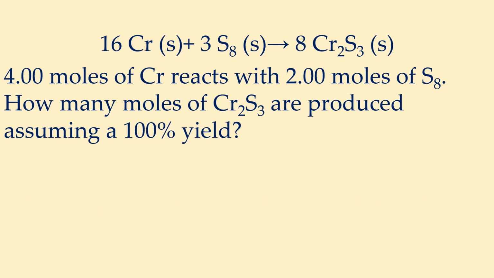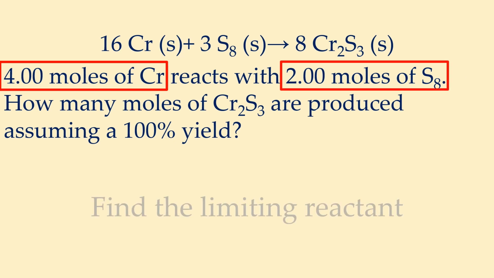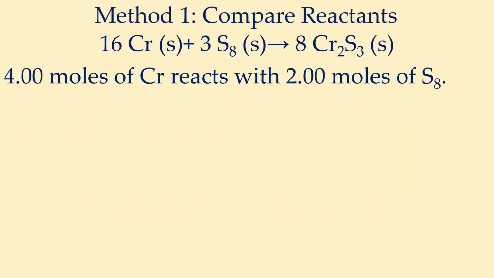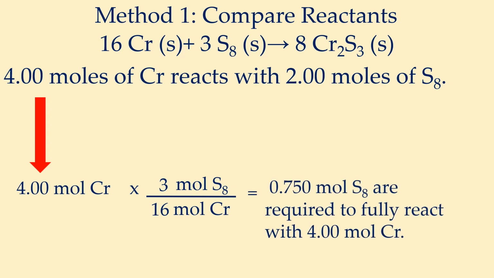In fact, finite amounts of reactant are provided, 4.00 moles of chromium and 2.00 moles of molecular sulfur. We must find the limiting reactant in this problem. In this method, I'll simply compare reactants. For example, I'll start with 4.00 moles of chromium and convert using the mole ratios to find how many moles of sulfur are required to react. Then I can compare the answer with the moles of sulfur in the problem.